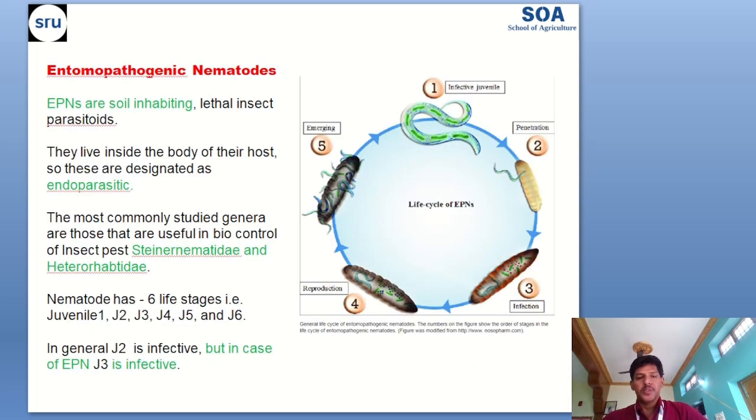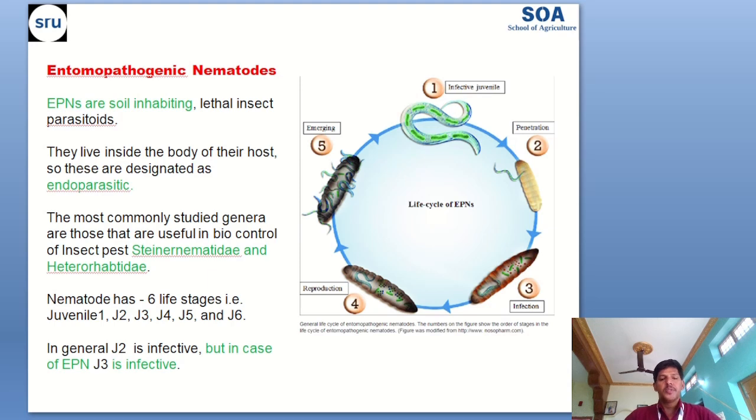Entomopathogenic nematodes are soil-inhabiting organisms. This nematode causes diseases in insects. That's why we call them entomopathogens. This nematode lives inside the host body. That's why they are considered endoparasitic nematodes.